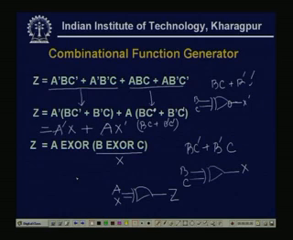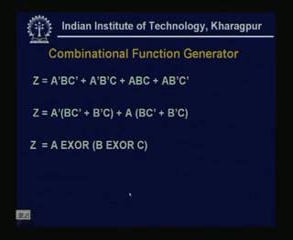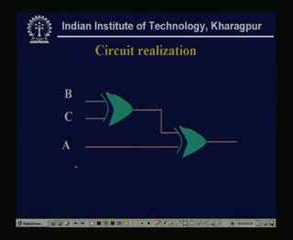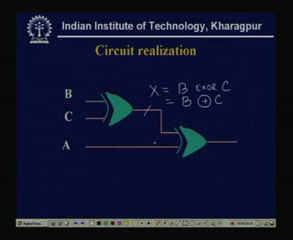So, the same function I can realize by this circuit. See that this is my B XOR C. So, this is my x equal to B XOR C, or we can give a different notation. Now, conventionally we use this thing, that B XOR C, and this is my z, is again A XOR x, means A XOR B XOR C.